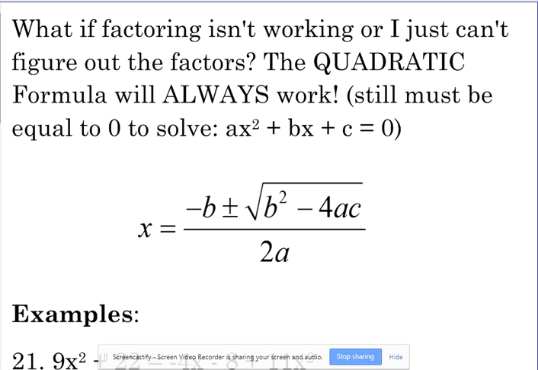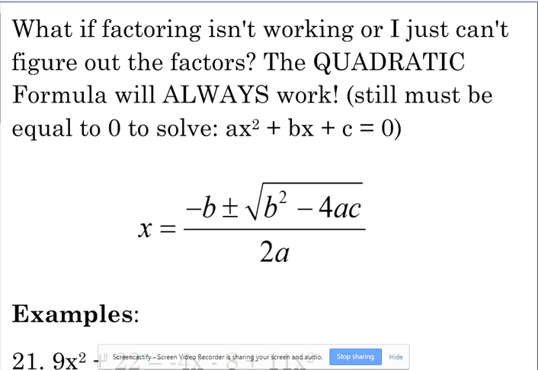But we're going to use the quadratic formula here. The key is it's still got to be equal to 0 in order to solve it. So if it's not equal to 0, you've got to move everything to one side or the other so that it's equal to 0. Let me remind you of our standard form.